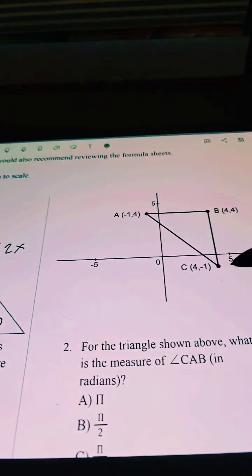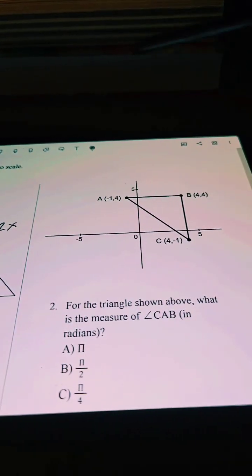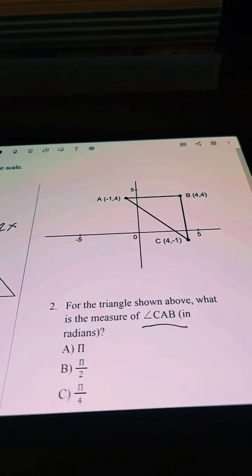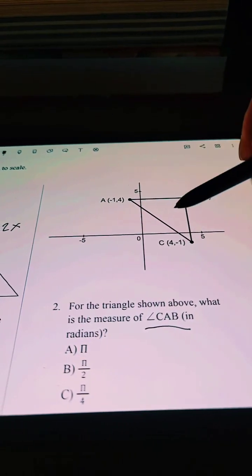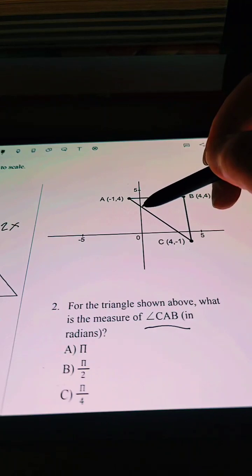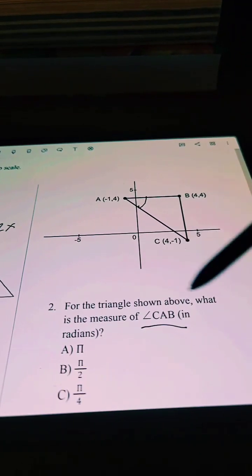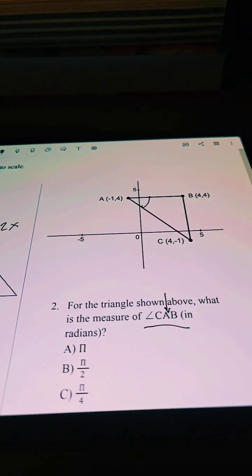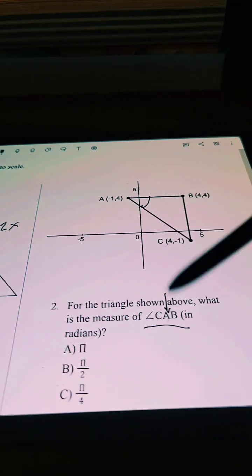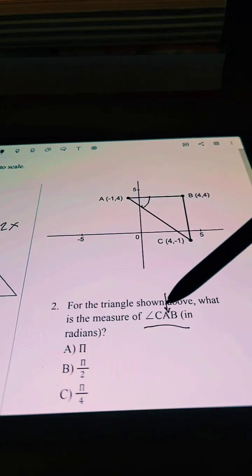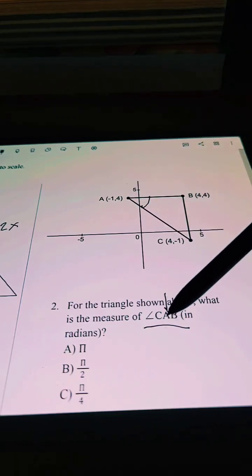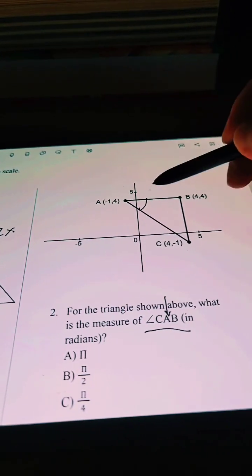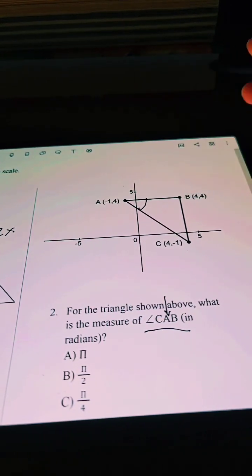And I think 2 is over here. Yeah, so this is number 2. So we have this triangle shown above, and we want to know the measure of angle CAB in radians. So CAB right here. If you have trouble naming angles, by the way, a lot of students that I've worked with find it helpful to just look at the middle letter and see it as that angle. So they see this as angle A, and it's the middle letter. So that's something that can help you out. So we're trying to find the measure of that angle in radians.